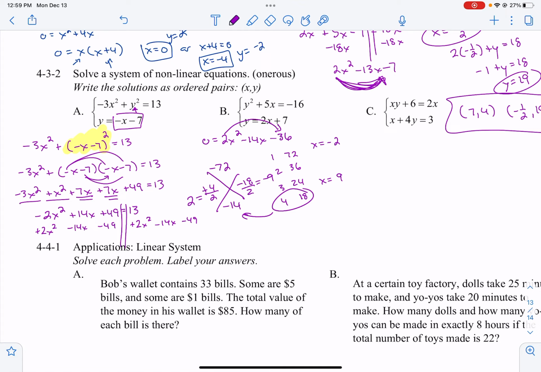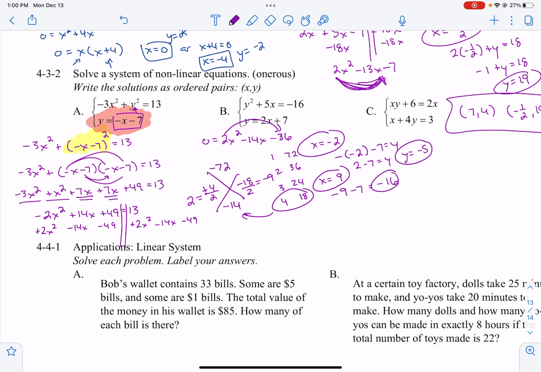Okay, let's plug those in. And I'm going to plug them into which one? Probably this one right here. So negative 2 minus 7 equals y, right? And that becomes... so y is equal to negative 9. Wait, so those two go together. And then x equals 9, so 9 minus 7 equals 2. Those two are going to go together. So my answer is negative 2, negative 5, and 9, negative 16.